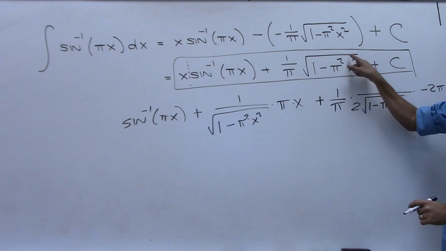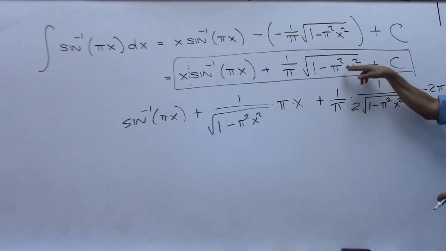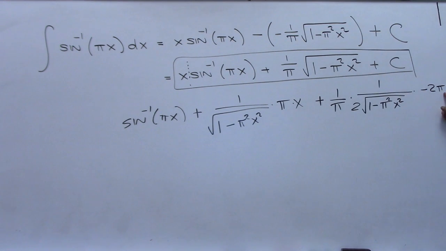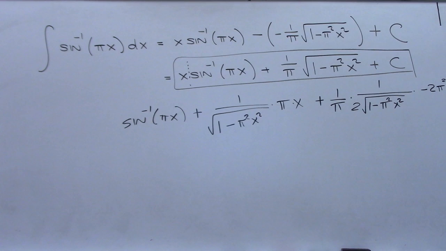Derivative of square root of something is 1 over 2 times the root, right? Times derivative of what's inside. Derivative of what's in here is this. I thought pi squared was just a constant. Where? Oh, I'm missing the square. Thank you. Yes. Good.